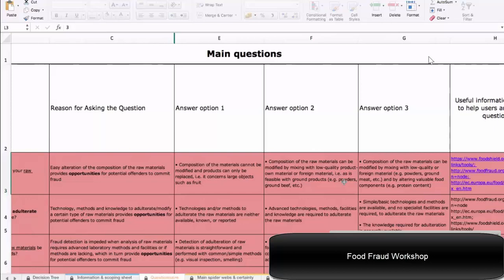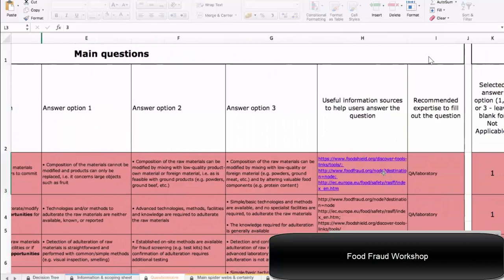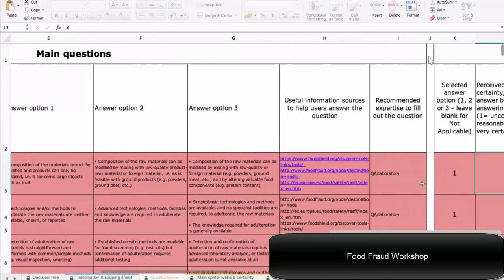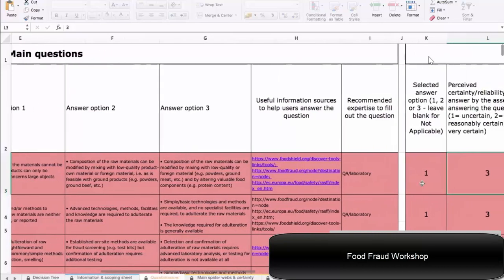Between those 3 different options, you can help find information sources such as Food Shield, foodfruit.org, and some European Commission sources to help you determine whether or not it's easy or not to adulterate the actual raw materials. We recommend that somebody from your quality assurance team and your lab are involved in answering the question. Now, I have pre-selected already a whole series of answers throughout this spreadsheet.